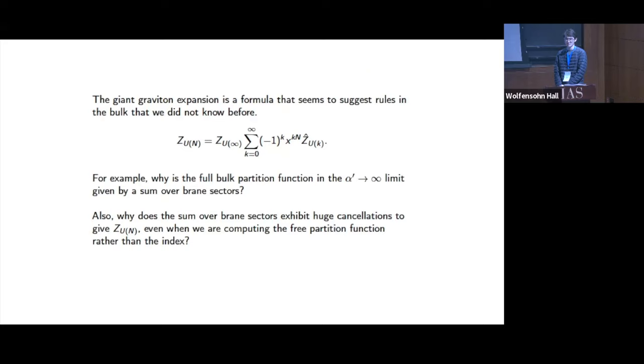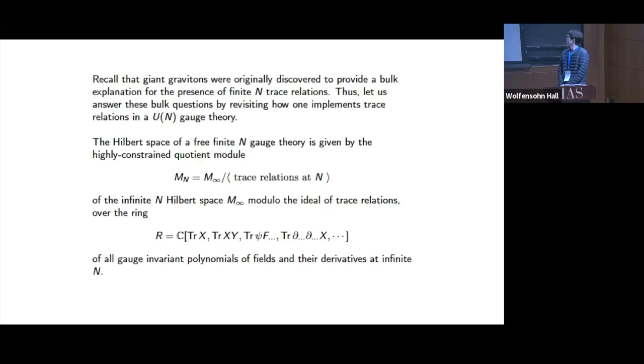For example, why is the full bulk partition function in the alpha prime going to infinity limit given by a sum over brane sectors? And also, why does the sum over brane sectors exhibit huge cancellations to give Z sub U(N), even when we're computing the free partition function rather than the index? So recall that giant gravitons were originally discovered to provide a bulk explanation for the presence of finite N trace relations. Thus, we'll answer these bulk questions by revisiting how one implements trace relations in the U(N) gauge theory.